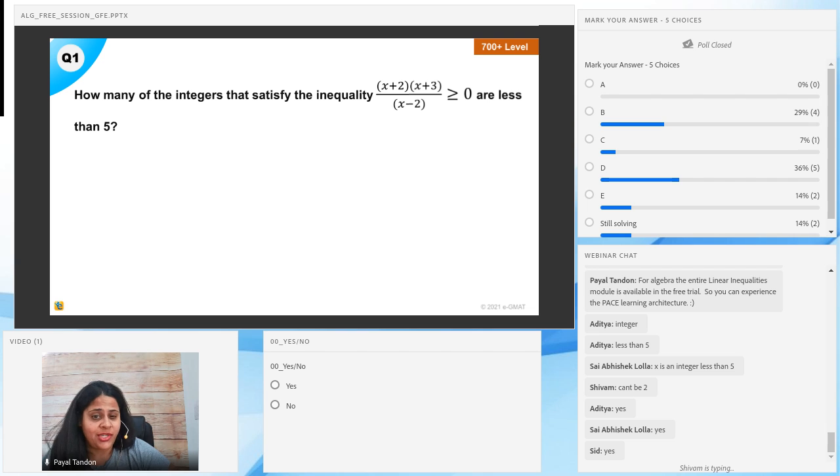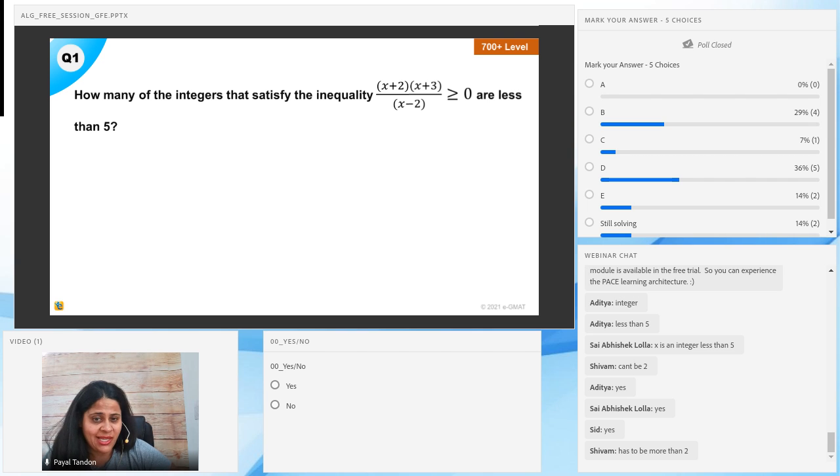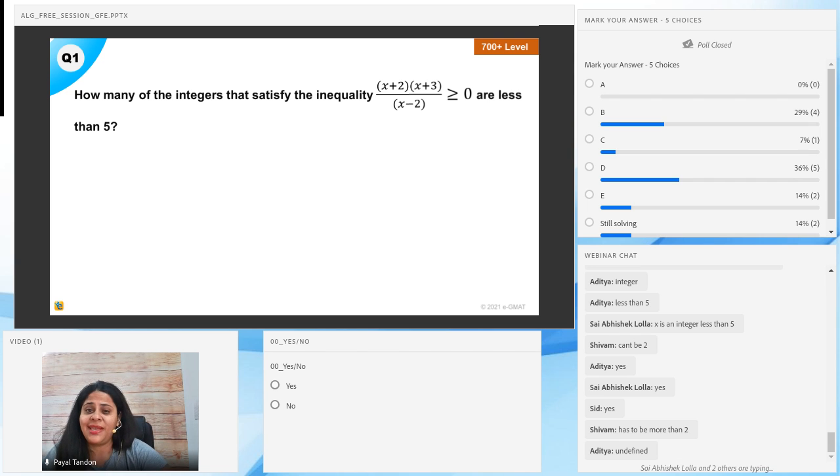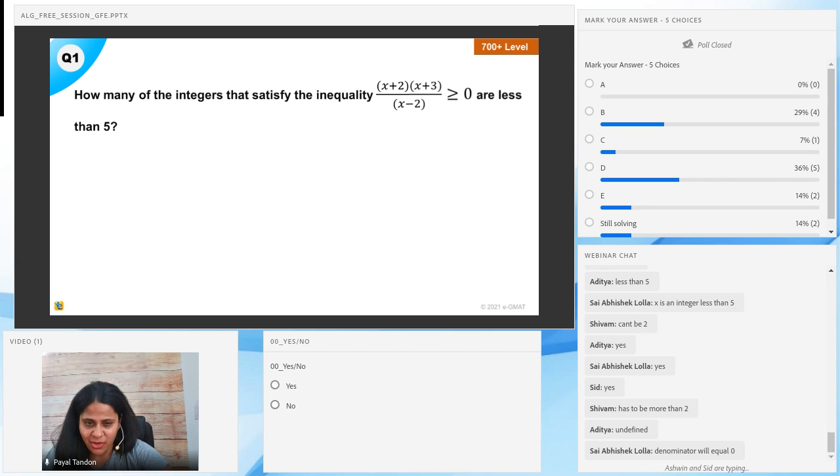Good. Now, Shivam said something very important. It can't be 2. Why is that? Why can x not be 2? Yes. Otherwise, it's going to be not defined. Absolutely. Then the denominator is going to be equal to 0. So what all do we have? We have that x is an integer. X has to be less than 5. X can be negative, but x cannot be equal to 2.